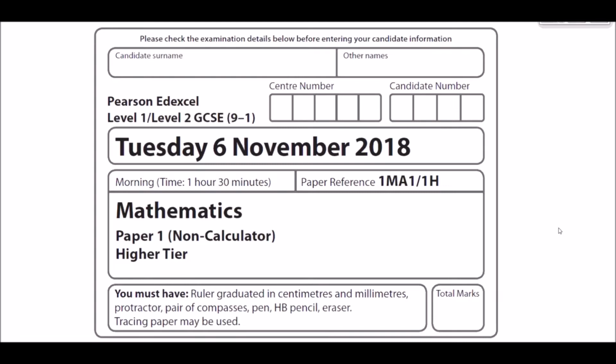So question 1. Question 1, I have to work out the value of 3 to the 7 times 3 to the minus 2 all over 3 cubed. For this one, we just need to remember the laws of indices. So let's just do the top first.